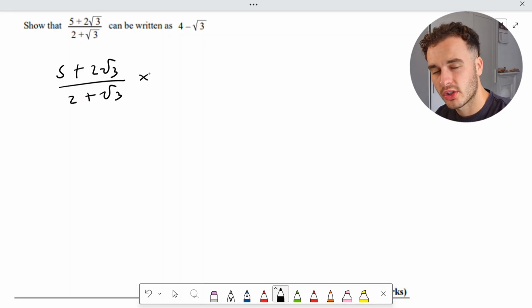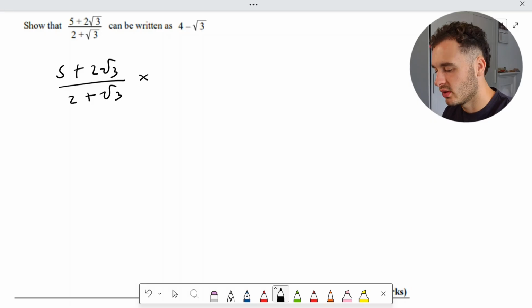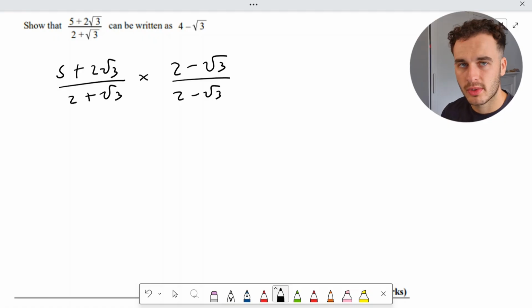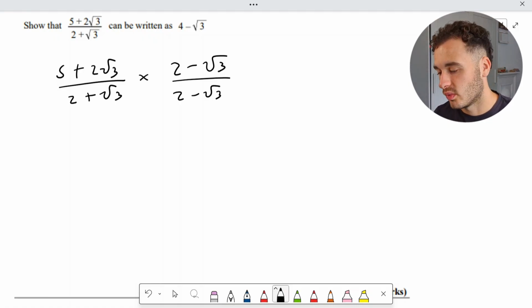Okay, so we're going to multiply this fraction here, 2 root 3 over 2 plus root 3, by the conjugate of the denominator. We're going to make this the numerator and denominator of the new fraction. So we're going to multiply it by 2 minus root 3 over 2 minus root 3. You're going to see why we multiply by the conjugate, because this makes the denominator rational.